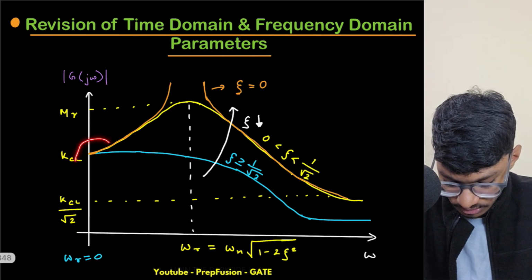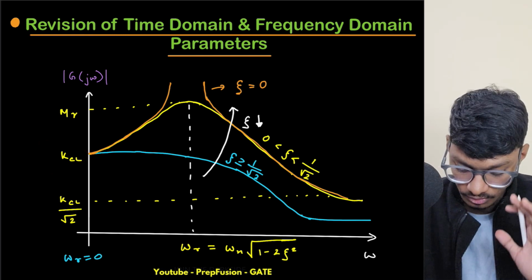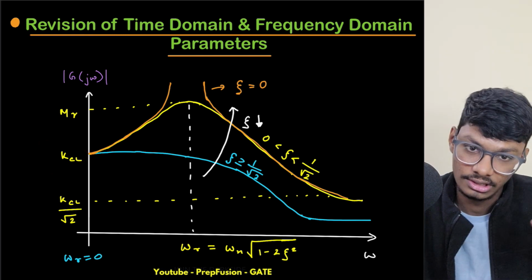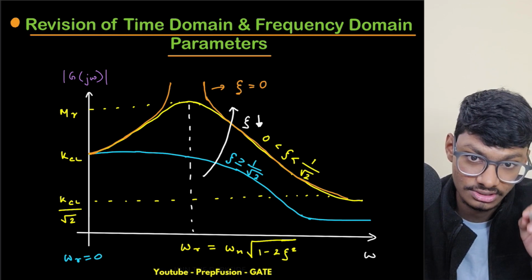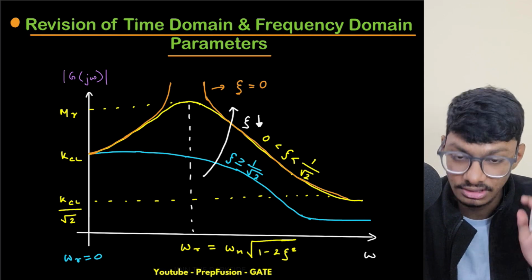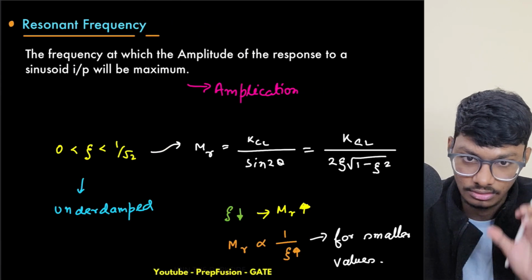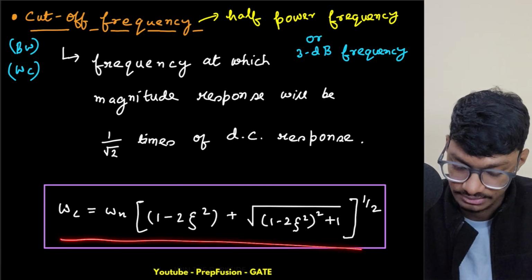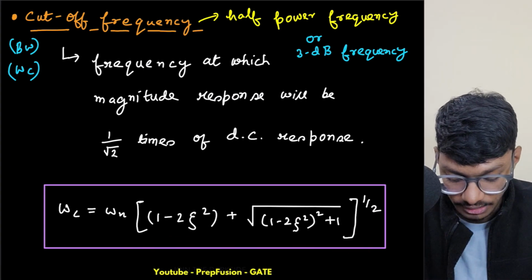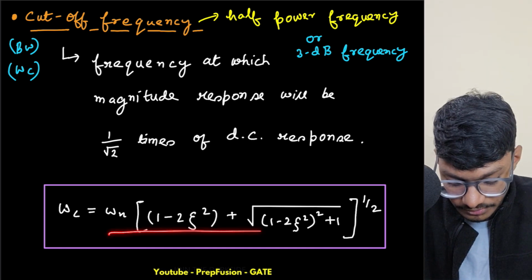So this is my DC response. The magnitude is K_DC. In dBs it will be something else: 20 log K_DC. Then if we subtract 3 dBs from it, the frequency at which the magnitude is that is the cutoff frequency, or you can say that is the bandwidth distance from the origin. And the formula is this. Like we derived it there, I won't go much further into this. We get a formula something like this.